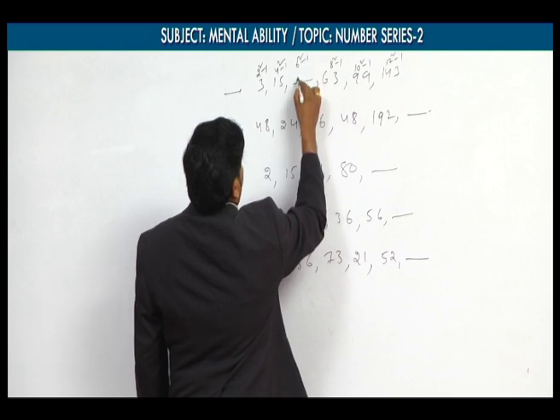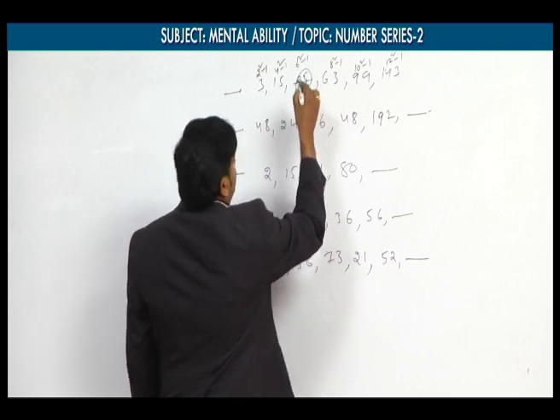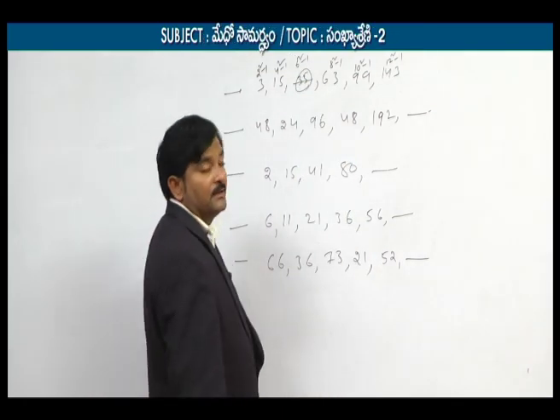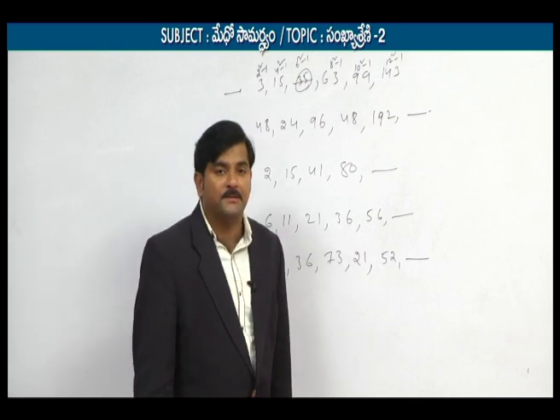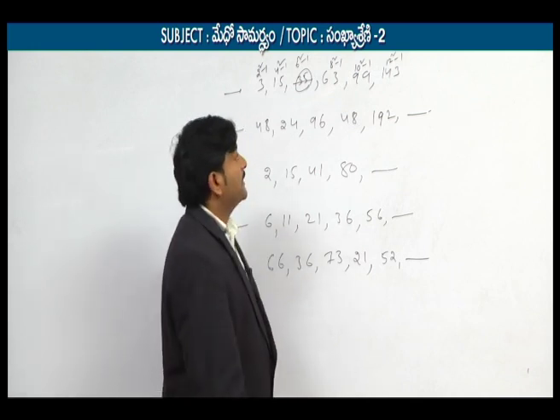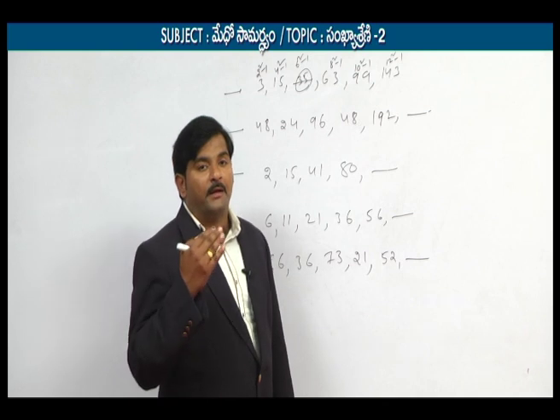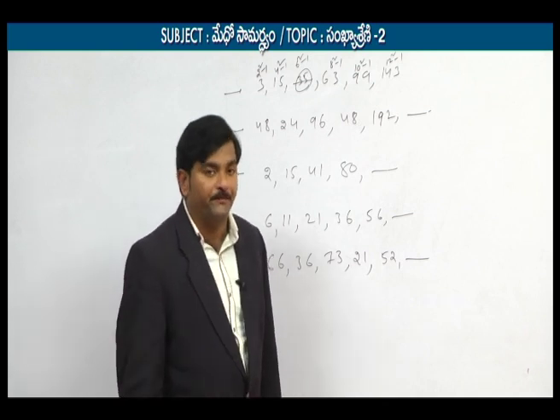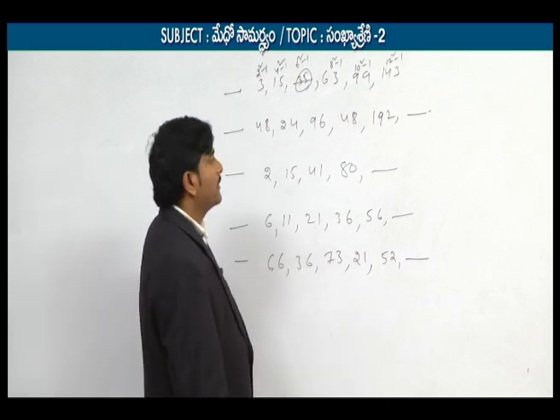6 square minus 1. 6 square minus 1 means how much you will get? 35. Hence our required answer is 35. This is what model? N square minus 1 model.